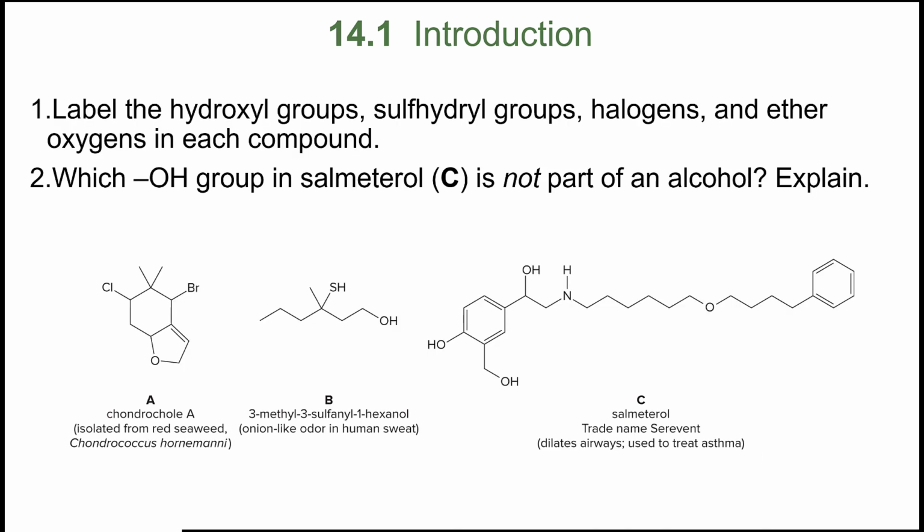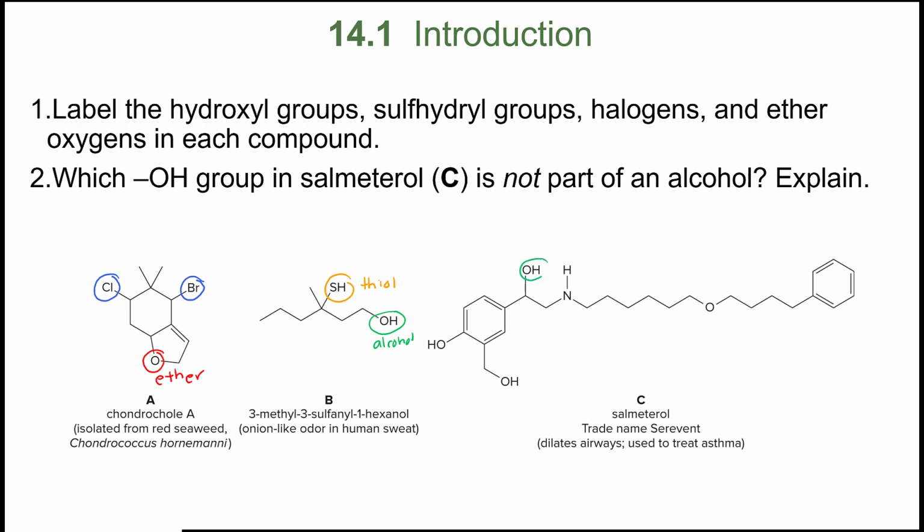Okay, so on this slide, we're asked to label hydroxyl groups, sulfhydryl groups, halogens, and ethers. And then we're going to look at the alcohols in salmeterol, and then explain which is not part of an alcohol. Okay, so in chondrocole, which is isolated from red seaweed, this is a halogen. So I'm going to circle the halogens in blue, and then circle ethers in red. So the halogens are in blue. In this next compound, which is the onion-like odor in human sweat, this is 3-methyl-3-sulfanyl-1-hexanol. I have an alcohol, which I'll do in green. And this is a thiol, which I'll circle in orange.